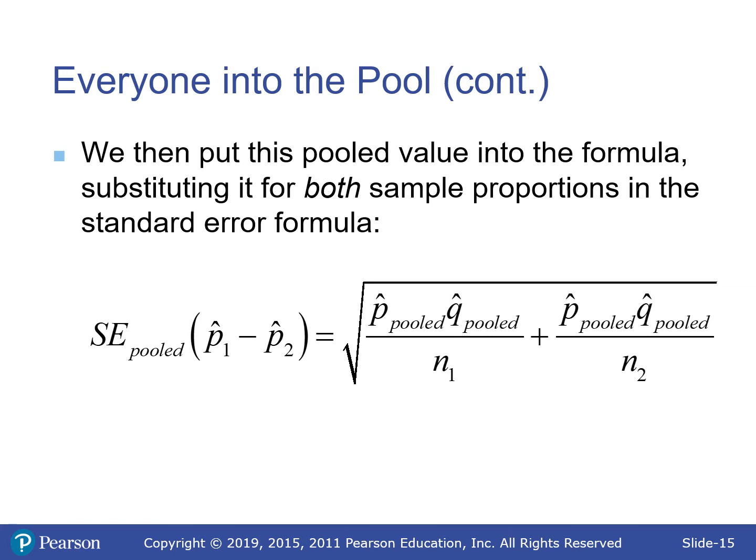For the standard error, we would do the same. We have p hat pooled, q hat pooled, so we do the pooled ones for each of them. And then standard error formula. Notice that this is almost 2 times that, except that we have n1 and n2. Again, you're not actually going to be using this formula, generally speaking. Your calculator is going to do it for you. This is just what the pooled formula is.